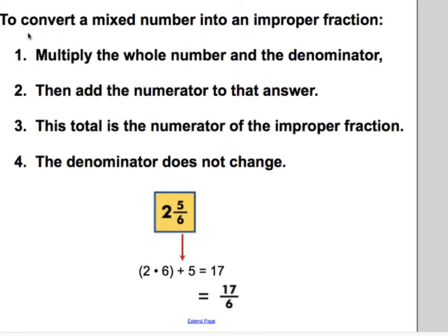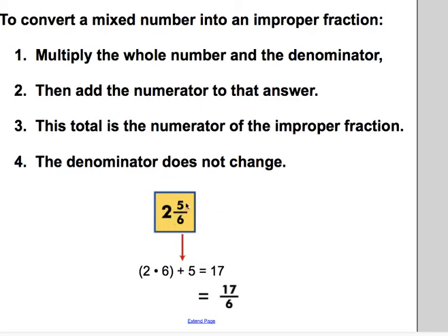Now I want you to copy these directions down and this example to convert a mixed number into an improper fraction. Step 1, multiply the whole number and the denominator. Step 2, then add the numerator to that answer. Step 3, this total is the numerator of the improper fraction. Step 4, the denominator does not change. Okay, and then put this example in your notes.